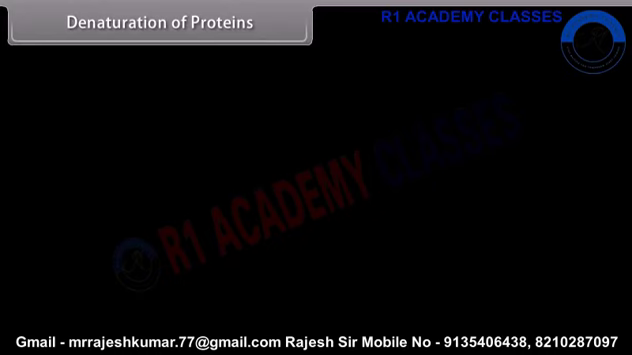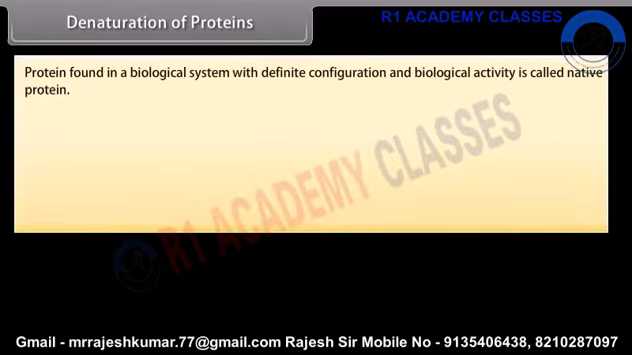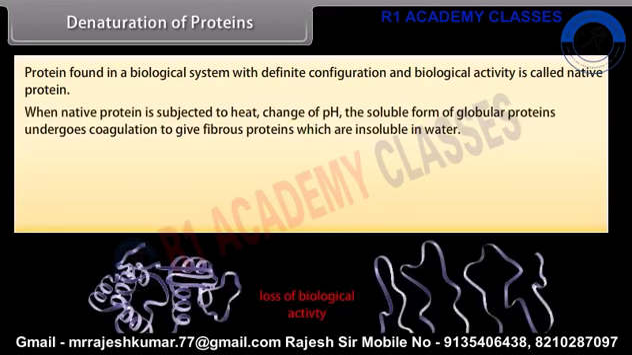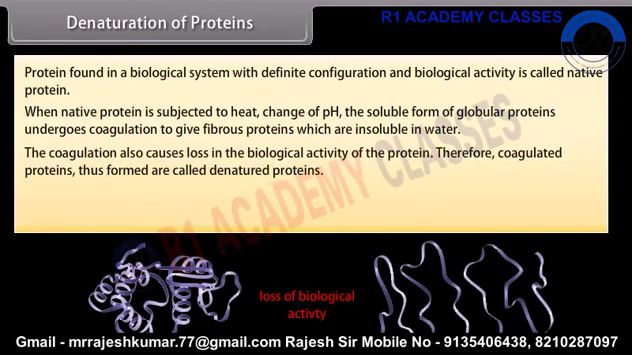Denaturation of proteins. A protein found in a biological system with definite configuration and biological activity is called native protein. When native protein is subjected to heat or change of pH, the soluble form of globular proteins undergoes coagulation to give fibrous proteins which are insoluble in water. The coagulation also causes loss in the biological activity of the protein. Therefore, coagulated proteins thus formed are called denatured proteins.